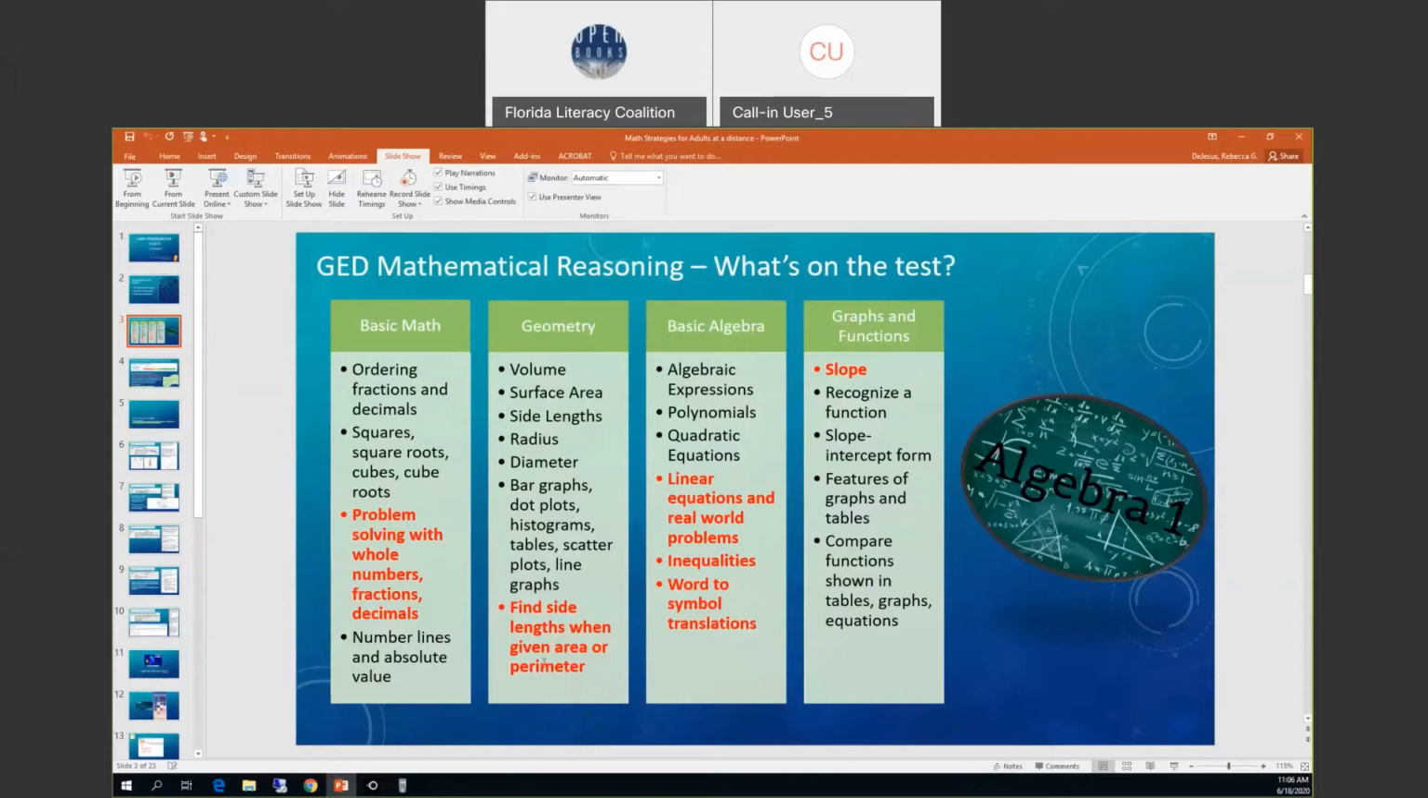When it comes to geometry, and we're really going to talk about this in the next slides, finding the side lengths when you're given the area formula or the perimeter formula or the volume formulas, you need to understand those formulas backwards and forwards. So it's not just always find the area. Sometimes it's find the length if I give you the area and the width. So it's important to know that formula sheet.